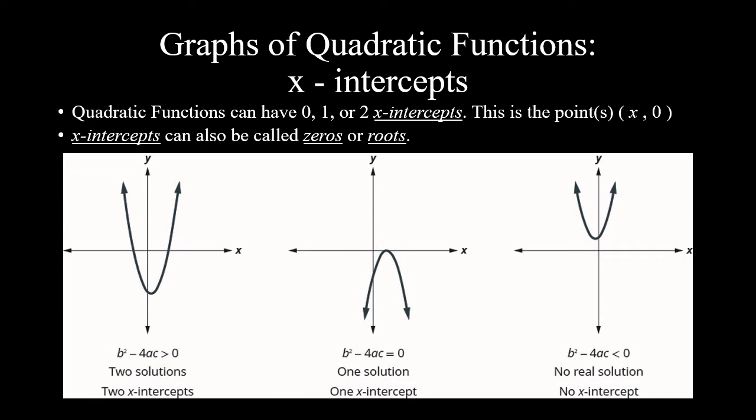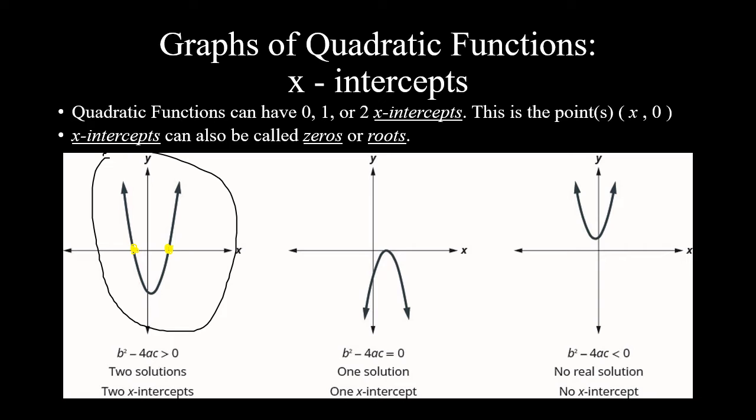So let's look at each case. This first graph here has 2 x-intercepts. An x-intercept is where your graph is intercepting the x-axis. So here's one and here's one. This is a graph of a parabola with 2 x-intercepts, which means 2 solutions, 2 roots, 2 zeros.